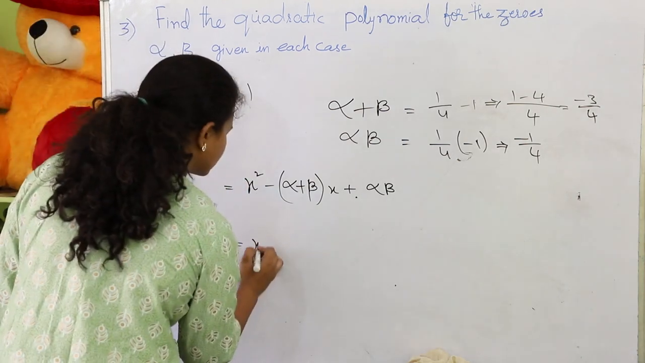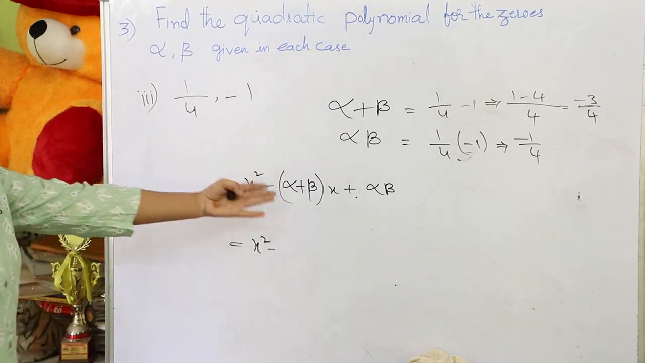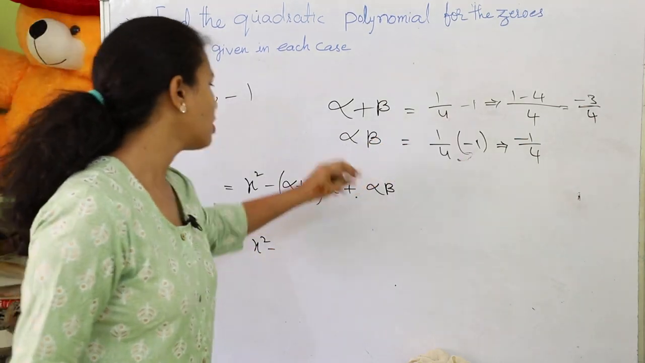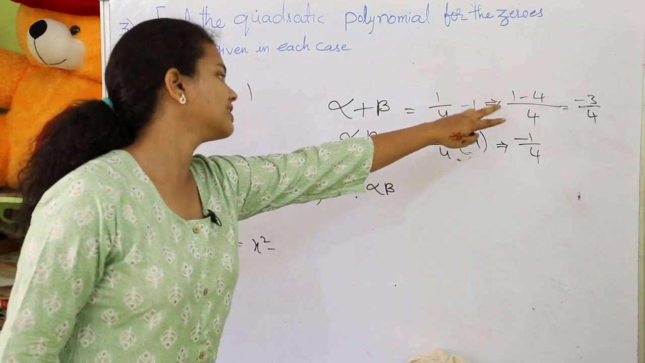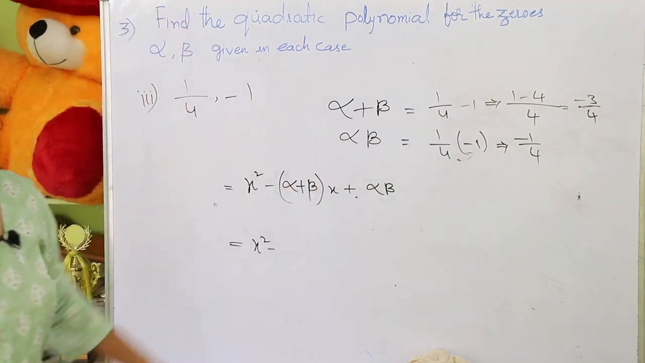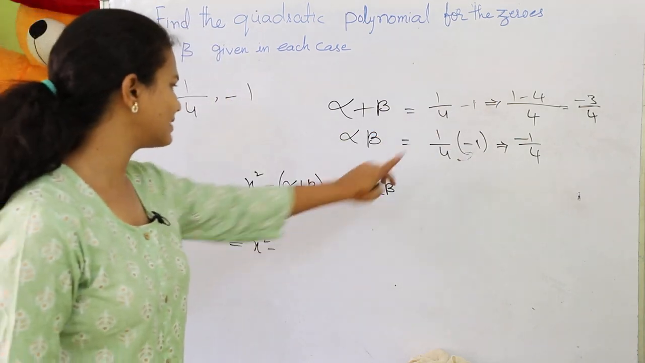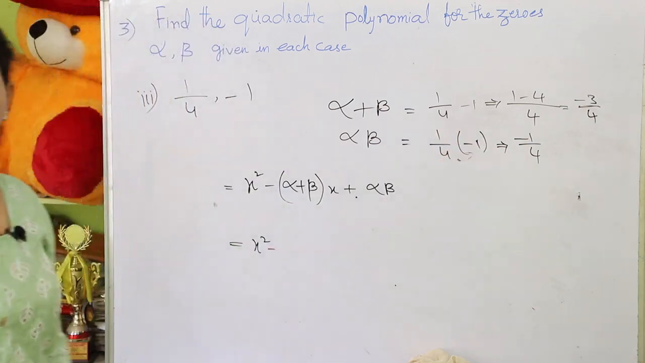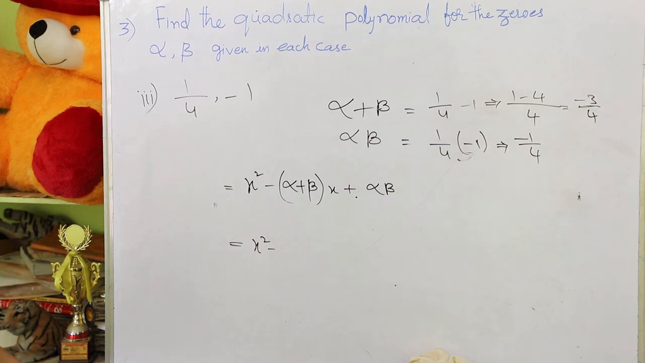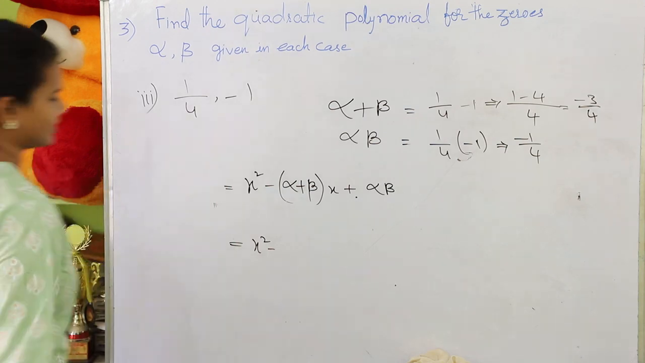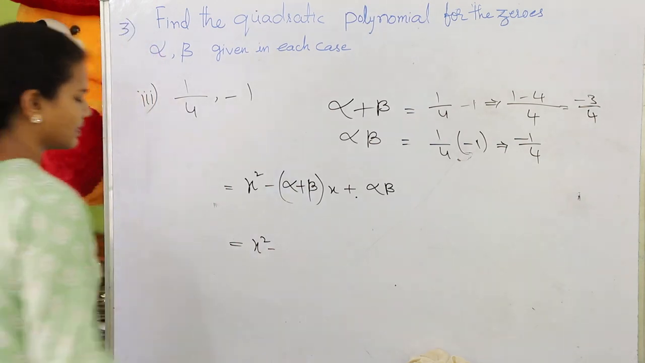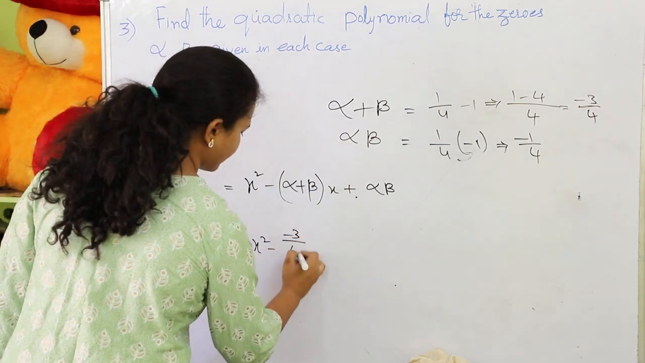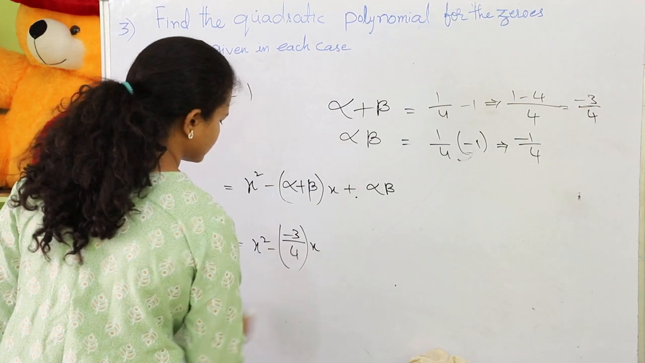Now you go for x square as it is. Just substitute the values. Here you got minus 3 by 4, you place that minus 3 by 4 over here, at the place of alpha plus beta, and you place minus 1 by 4 over here. So that's what you will be getting, a nice smooth equation, where alpha plus beta value is minus 3 by 4. Let me write down here minus 3 by 4x as it is.